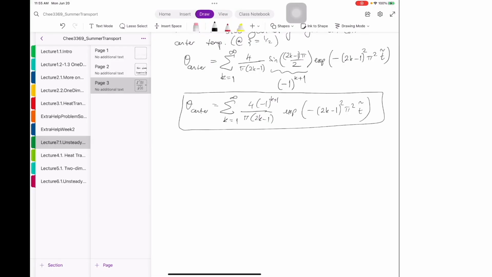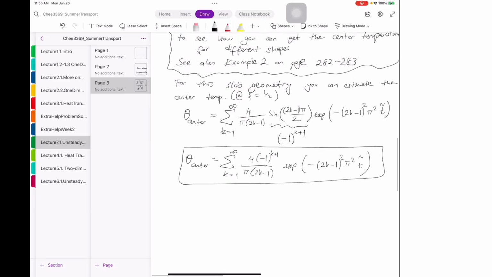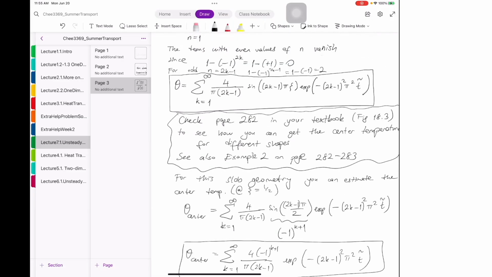Okay. Or you can also use figure 18.3 to find out central temperature for different geometries, even for the slab. So this is a series solution, a series expansion solution of the temperature. Generally, if you increase the value of k, you get a smaller and smaller value. So you can make an approximation and take just the first few k values to approximate theta. Unfortunately, we don't have an analytical solution other than this type of series solution.